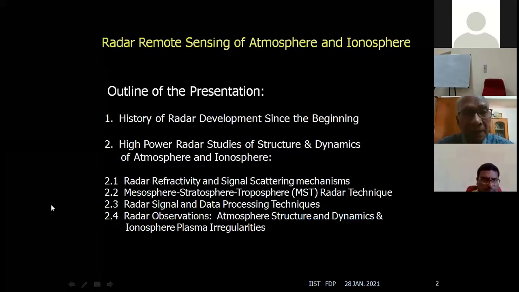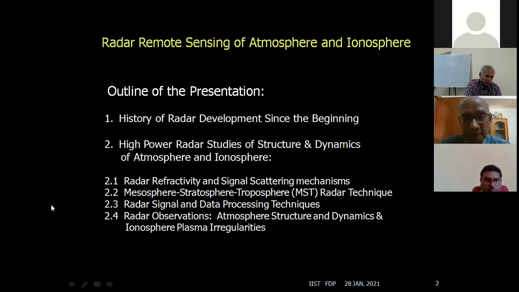The title of the talk is Radar Remote Sensing of Atmosphere and Ionosphere. Radar is an active remote sensing instrument, and I will first give the history of the radar, how it came to be invented, and its evolution over the last so many decades. I will start from the beginning of the radar. It's an interesting story. That is the elementary part of it, and will form the background for understanding the more recent developments.